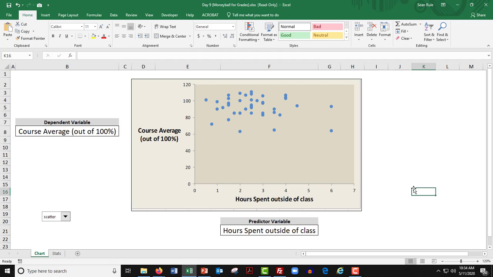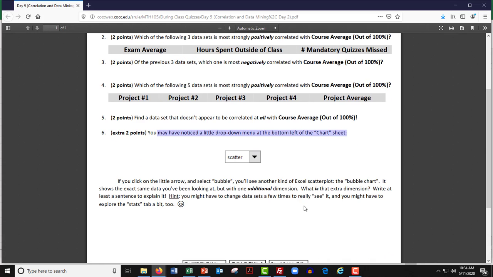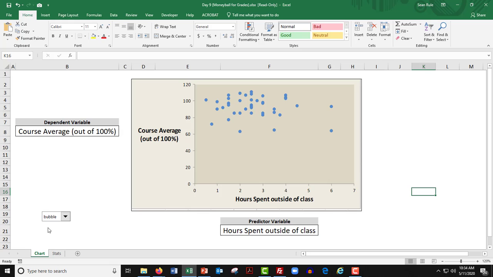I'm sure there's some other ones, but that was the one that we saw earlier. Save ourselves some time and just use that one. You may have noticed a little drop-down menu at the bottom left. Oh yeah, this is the extra credit one. This is probably the reason you folks with Macintoshes couldn't use my spreadsheet. I'm going to change that to bubble.